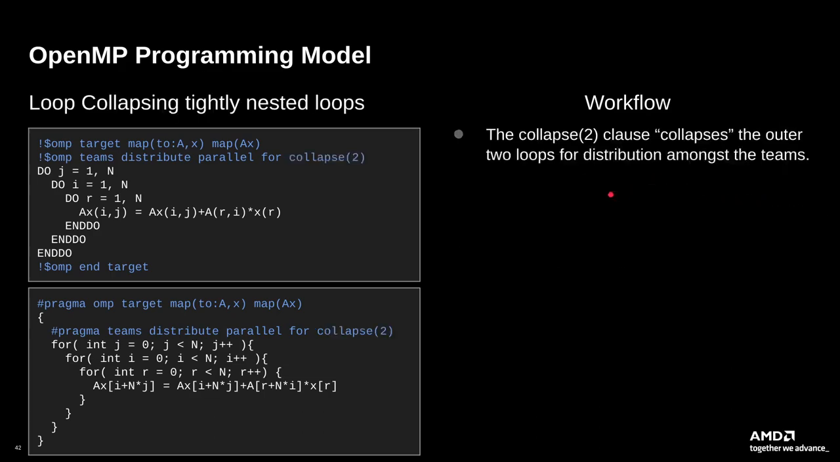Now, if you want to expose parallelism in tightly nested loops like we have here, I and J, you can use the collapse clause, which if you've done OpenACC, looks very familiar. What it's essentially going to do is flatten these two outer loops as if they were one big do loop and distribute that work across those teams.